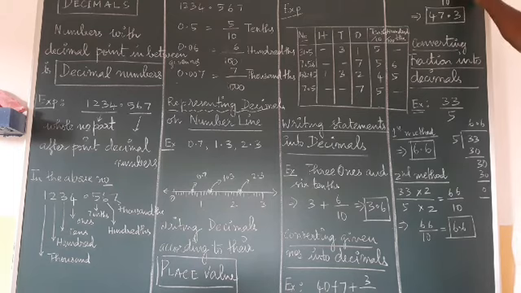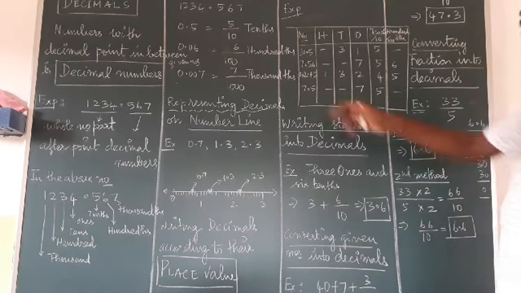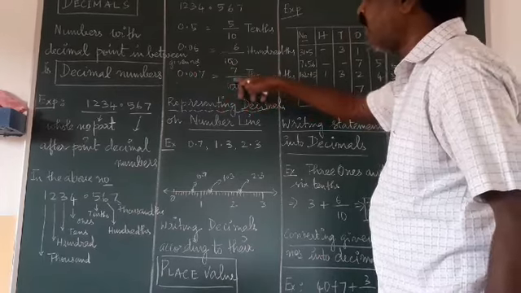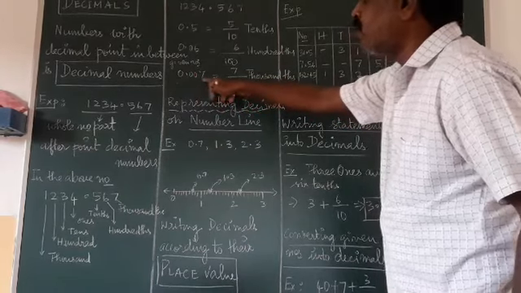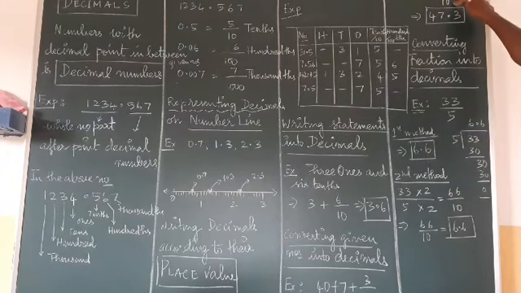47.3. Understood? 3 upon 10 means it is the 10th digit. That means 1 upon 10 form it will come. So 0.3. Any number upon 10 means it is 0.3. Any number upon 100 means it is 0.0, 2 digits you have to move, 0.06. Any digit upon 1000, suppose a single digit is there, 0.007 we have to write. So here 3 upon 10 is there, so 47.3.